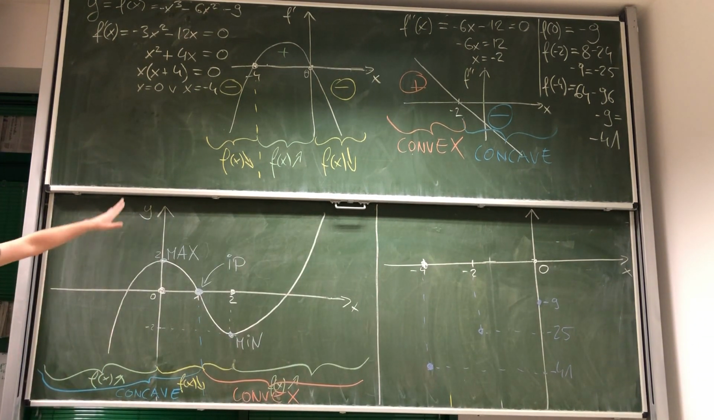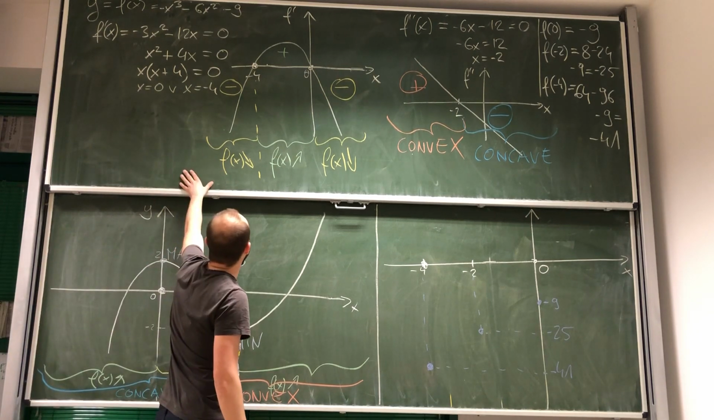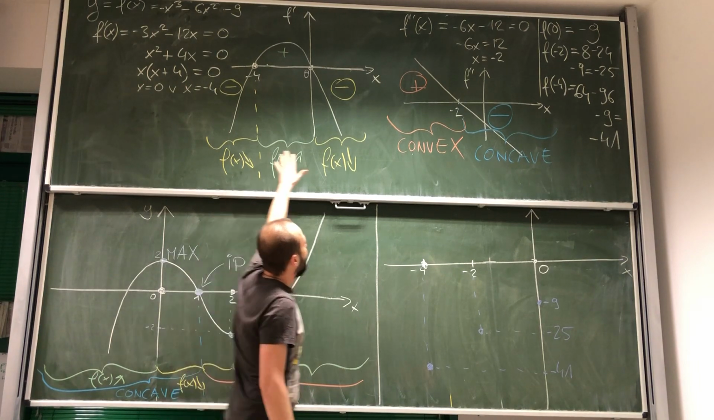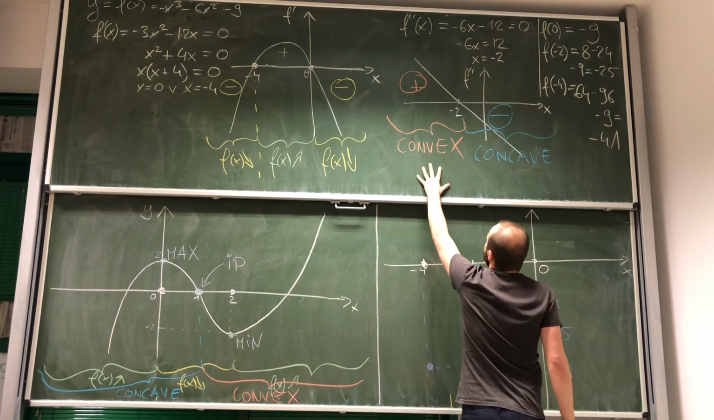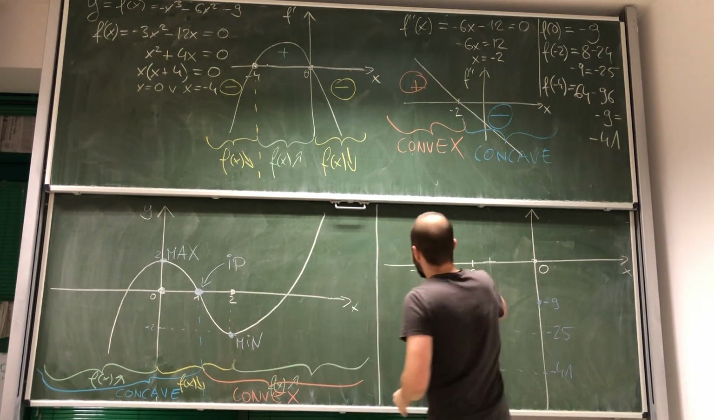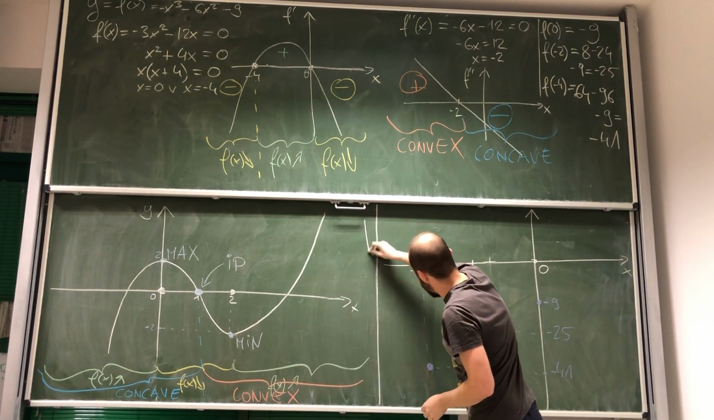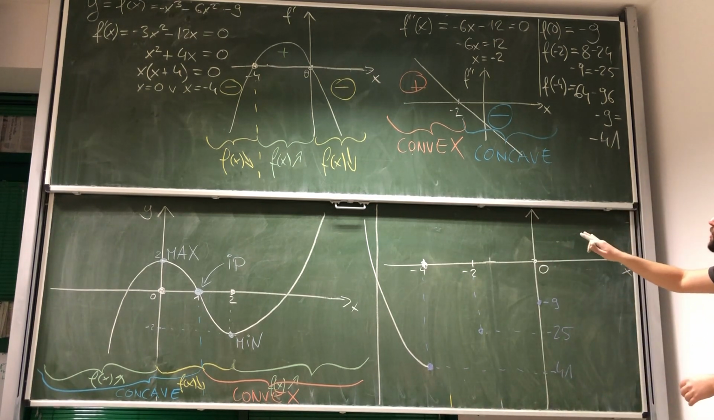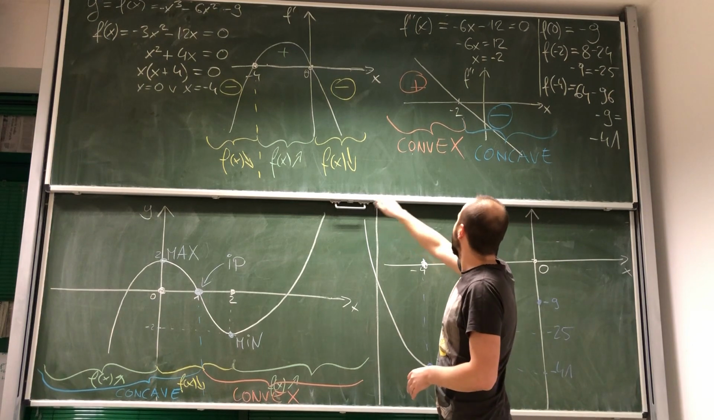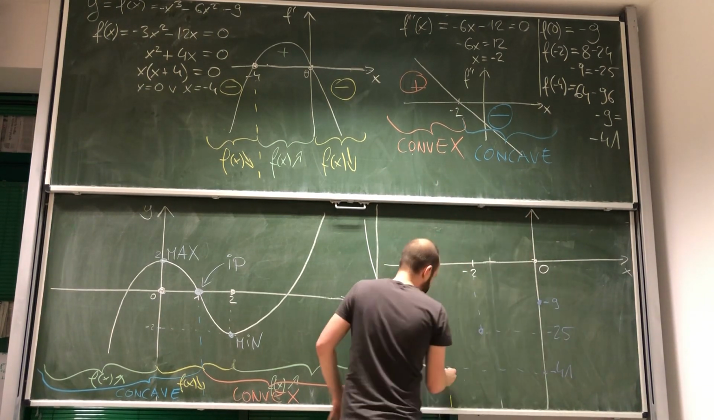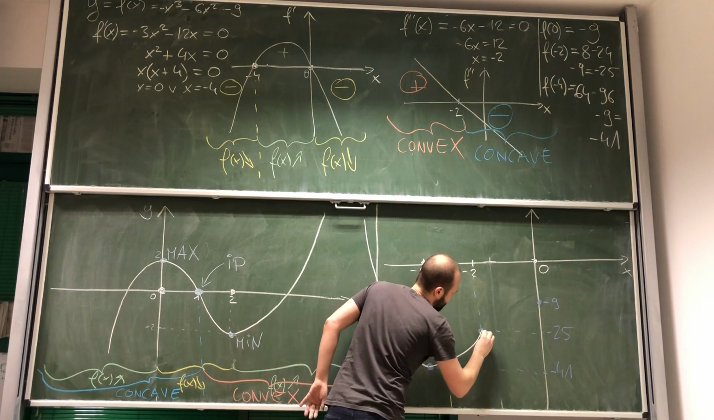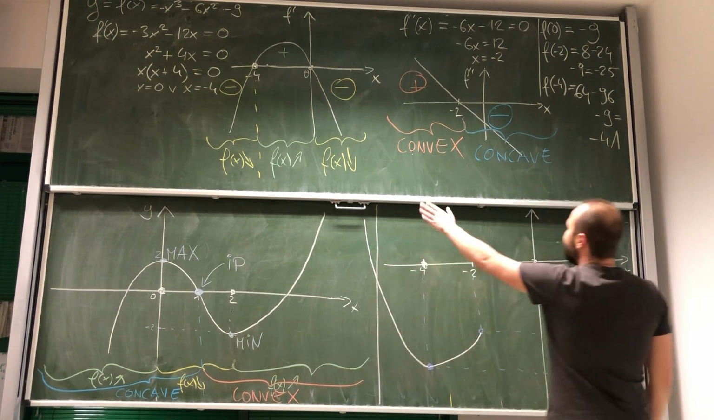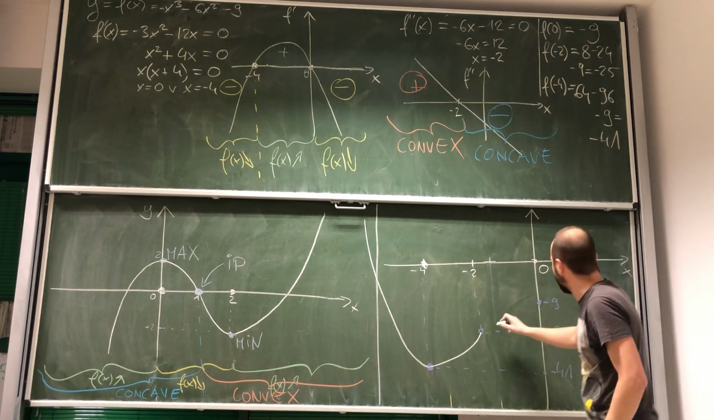Look, from negative infinity to negative 4, the function is decreasing in a convex manner, which means that the function will look here like this. Then, the function starts to increase, but still in a convex manner, which means that it's gonna look like that. Then, the function is still increasing, but now in a concave manner.